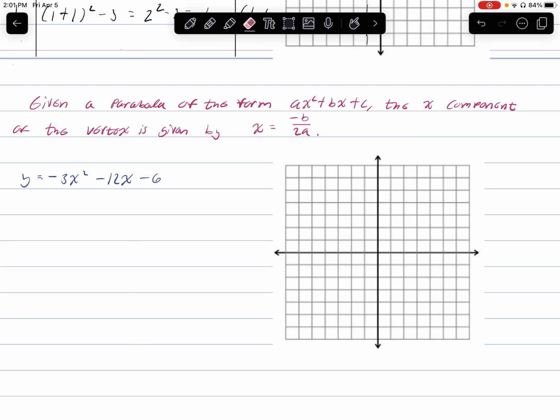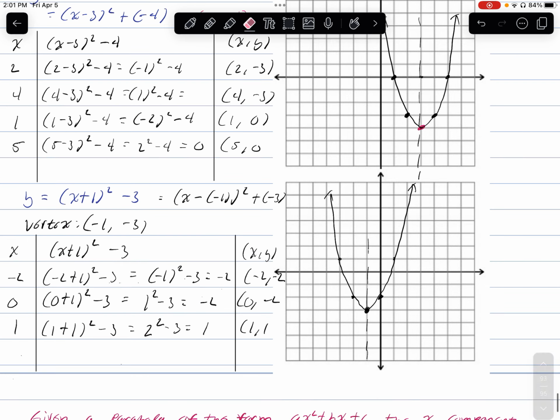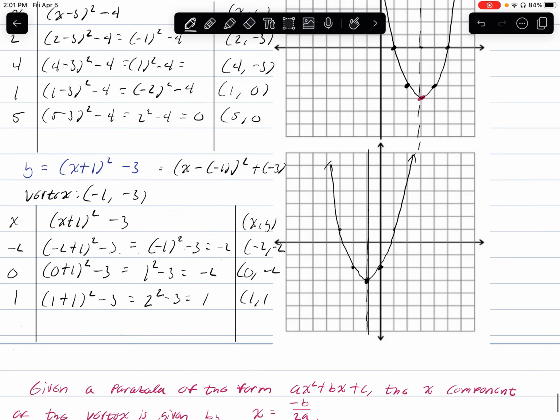In order to save time on this, we're going to be taking advantage of a few things. First of all, we're going to be taking advantage of the vertex, and we're also going to be taking advantage of symmetry in a parabola. If you remember correctly, if you can find the vertex, we know there is an axis of symmetry, a line of symmetry, that you can draw a vertical line along. In the previous examples, you can draw a vertical line like this along the vertex, and that's going to give you some symmetry for this parabola.